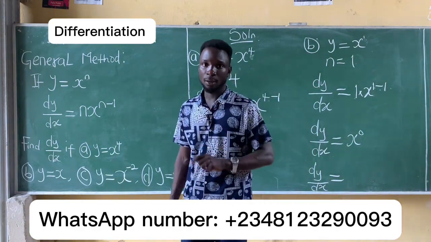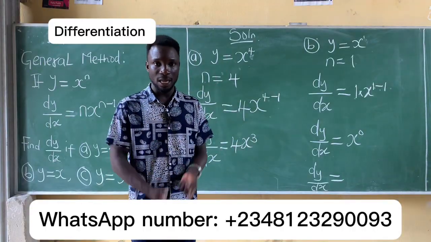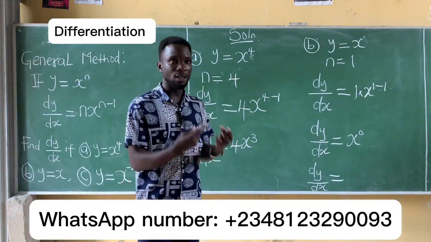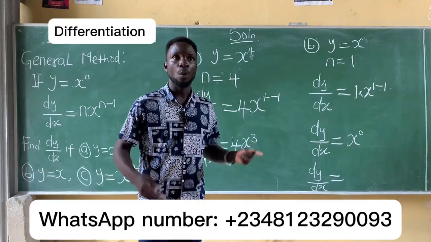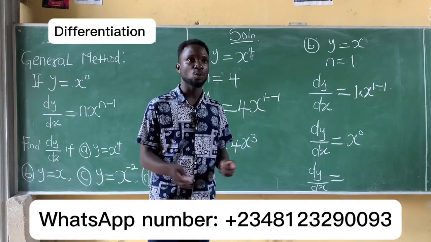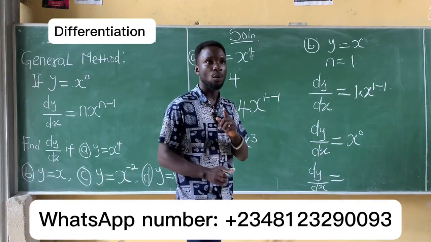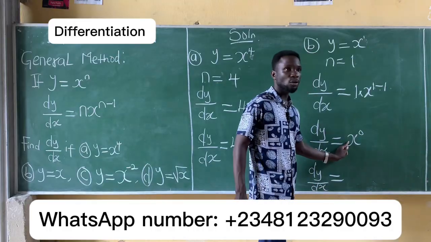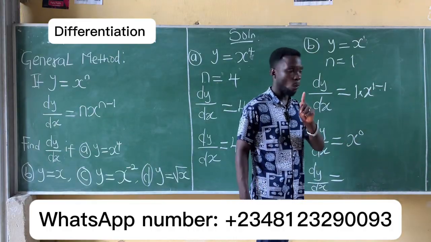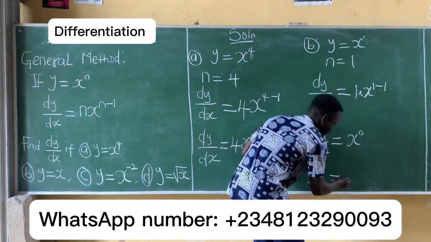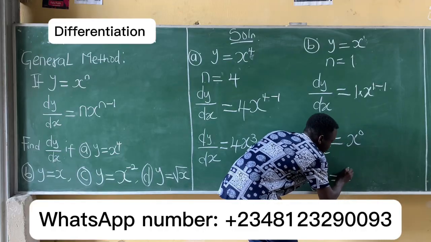Why is it 1? Know that anything raised to the power of 0 is 1. 100 raised to the power 0 is 1. 1000 raised to the power 0 is 1. So just know that anything raised to the power of 0 is 1. Since that is the case, x raised to the power of 0 will give us 1. So therefore, our answer here becomes 1.